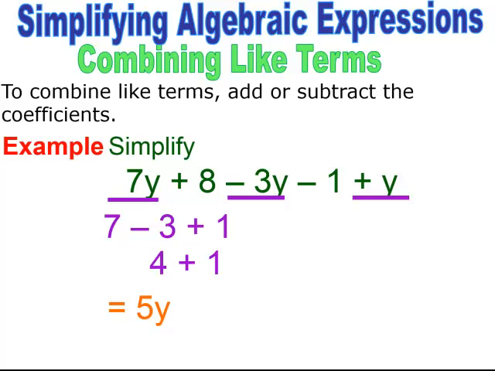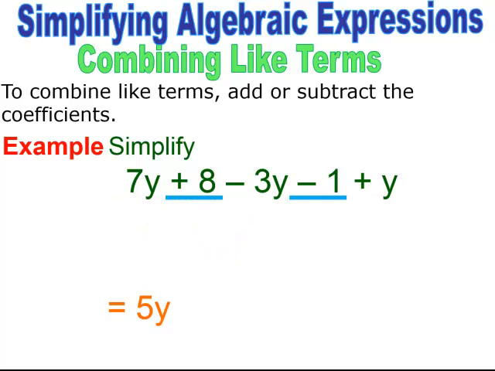So to simplify, to get that 7y minus 3y plus y to be one term, I'm going to add or subtract the coefficients, and I get 5y. And then I'm going to take the constants and get them together by doing the arithmetic. Positive 8 minus 1 will equal a positive 7. So I simplified this algebraic expression, these 1, 2, 3, 4, 5 terms, to 2 terms by combining like terms.